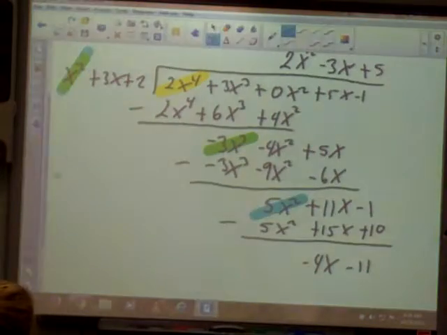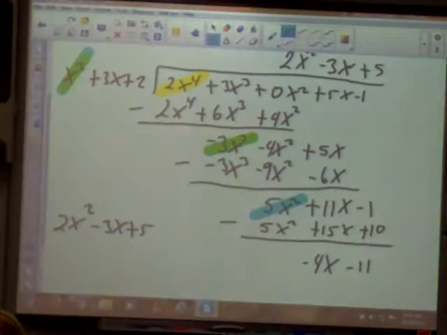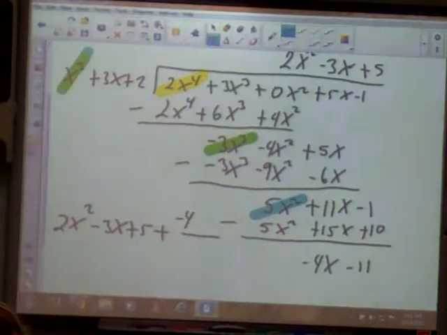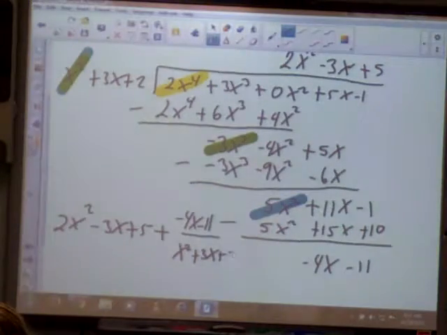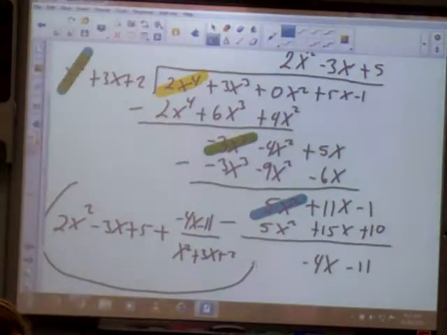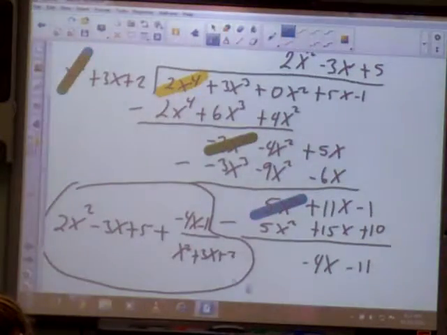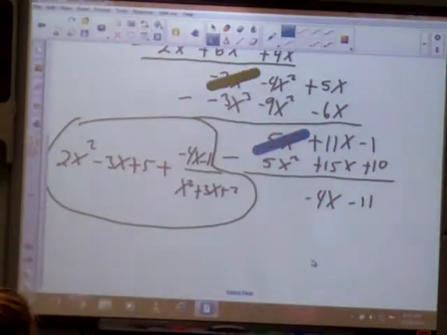We're going to take what we had on top, so our answer is 2x squared minus 3x plus 5. And now since I have a remainder, I'm going to say plus, and I'm going to put my remainder over, so negative 4x minus 11 over what I divided by. And that's how you always have to write your remainders in Algebra 2. Your remainder over what you divided by. It's supposed to be an 11 in there. So that whole thing is your answer. Wasn't really hard, just a lot of steps.